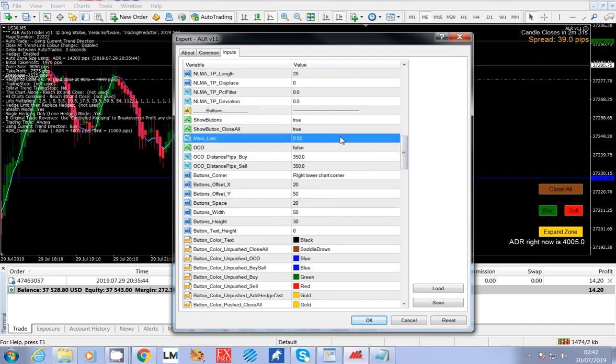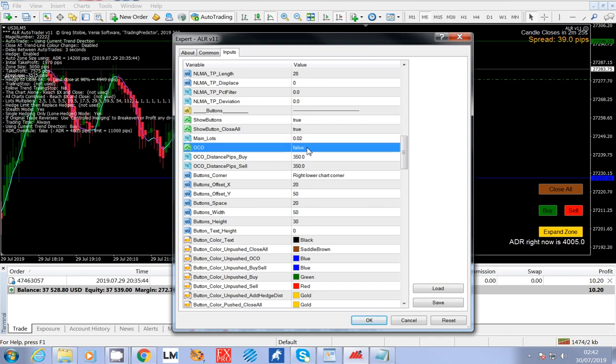I mentioned the main lots. This is the lot size that will be placed or used when you manually place a trade using the buy sell buttons. OCO, I also mentioned, the order cancels other or order cancels order, which when used will place a pending buy and a pending sell.